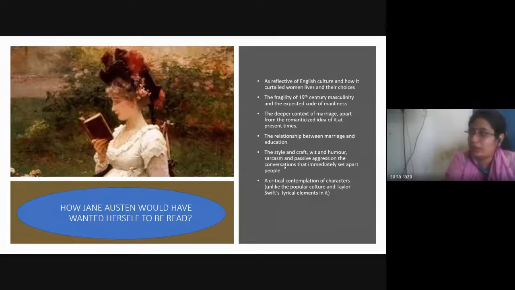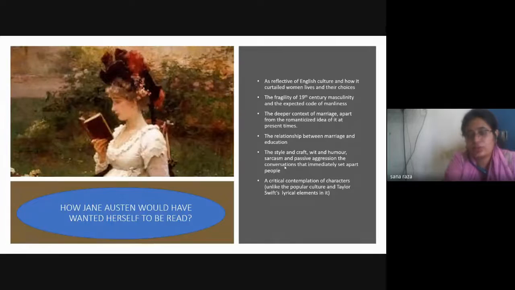The fragility of 19th century masculinity and the expected code of manliness. So we are all familiar with Mr. Darcy and Mr. Collins and Mr. Willoughby. There have been several male characters, and all male characters display a kind of etiquette, some kind of politeness and decorum. So this is an expected standard of manliness that a woman writes from her point of view.